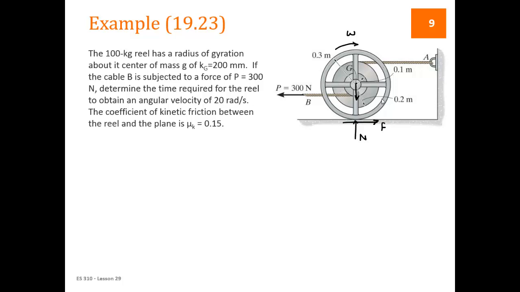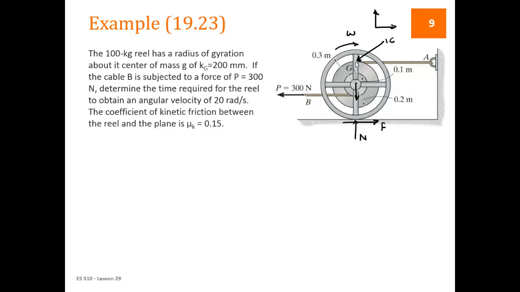All right, so the instantaneous center of zero velocity is going to be this point up here. Because the rope is fixed to the wall, the wall's not moving, so the rope's not moving, so that point is not moving instantaneously. We'll define the positive directions like this.